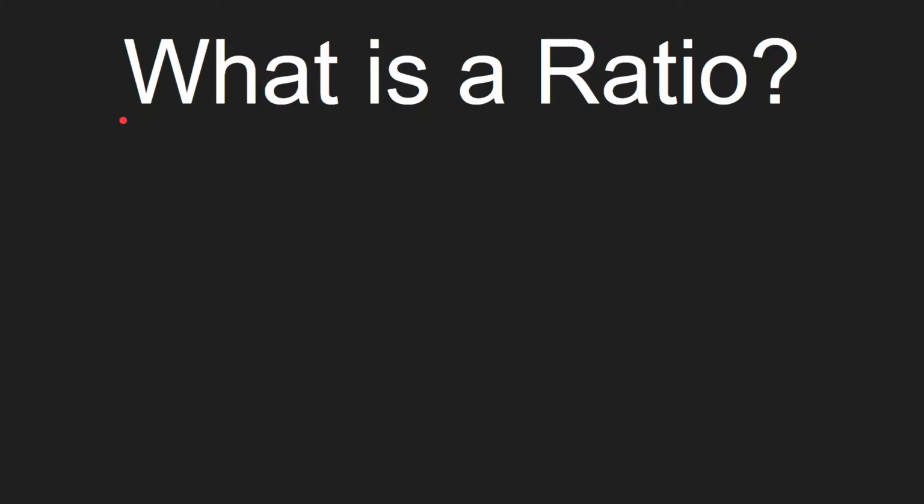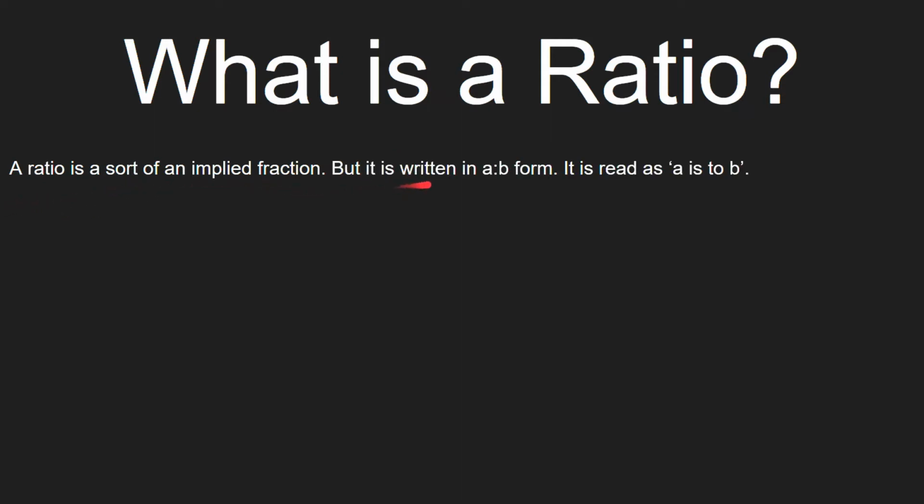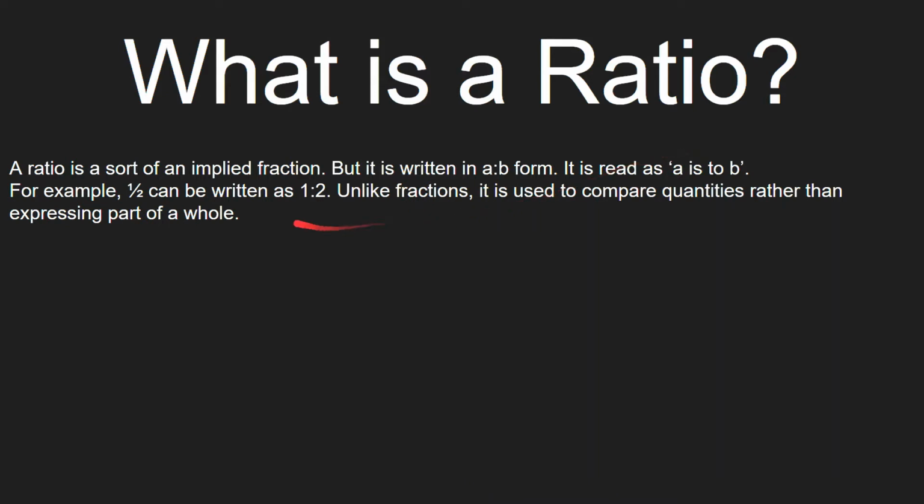So let's begin with the question, what is a ratio? A ratio is a sort of an implied fraction but not exactly a fraction. It is written as A colon B form and it is read as A is to B. For example, 1 upon 2 can be read as 1 is to 2.